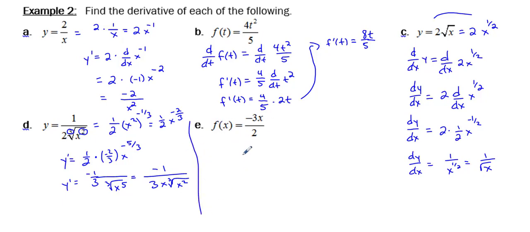All right, this one. That's just negative 3 over 2. Is that it? There we go. X to the 0 power. What's x to the 0 power? That's just 1. So it's just negative 3 over 2. Okay. Questions on that? All right.